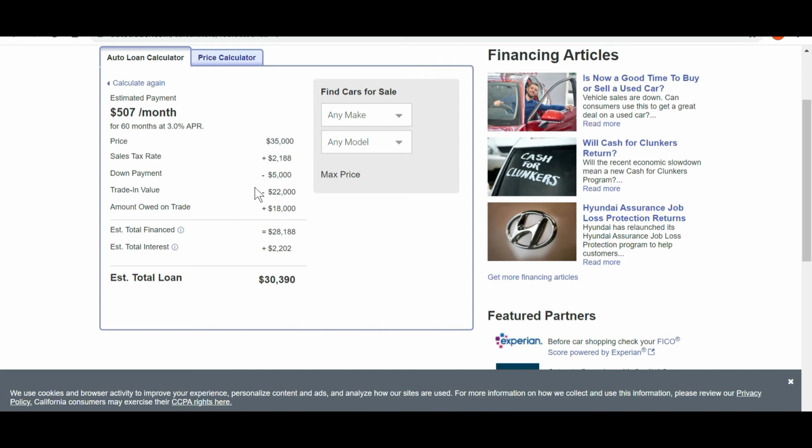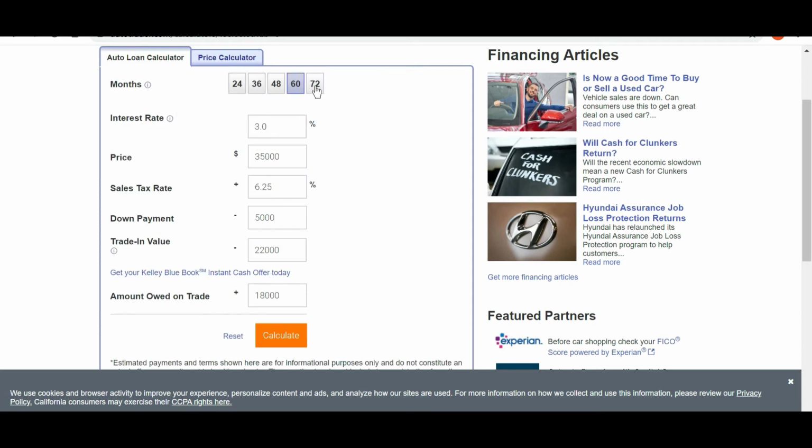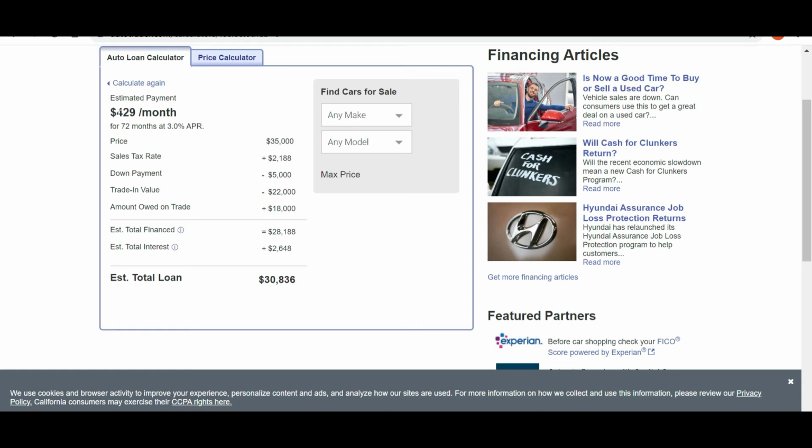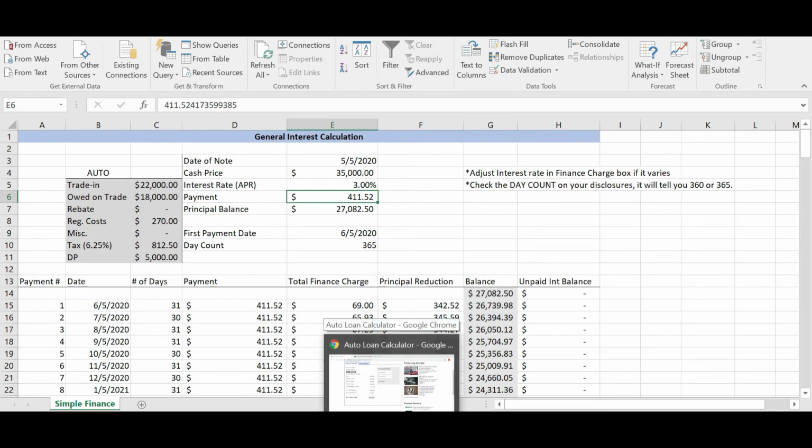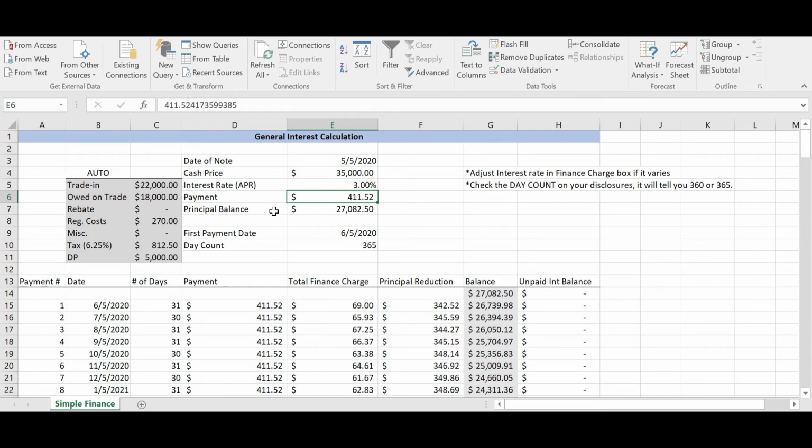Okay, boom. So this, oops, did not do the right months. Let's try it again. There we go, boom. So $429 per month payment. Let's compare that with what we got here. So my payment is actually smaller, $411. It's not much, but if you're looking for an exact amount, this is more of what you can expect.